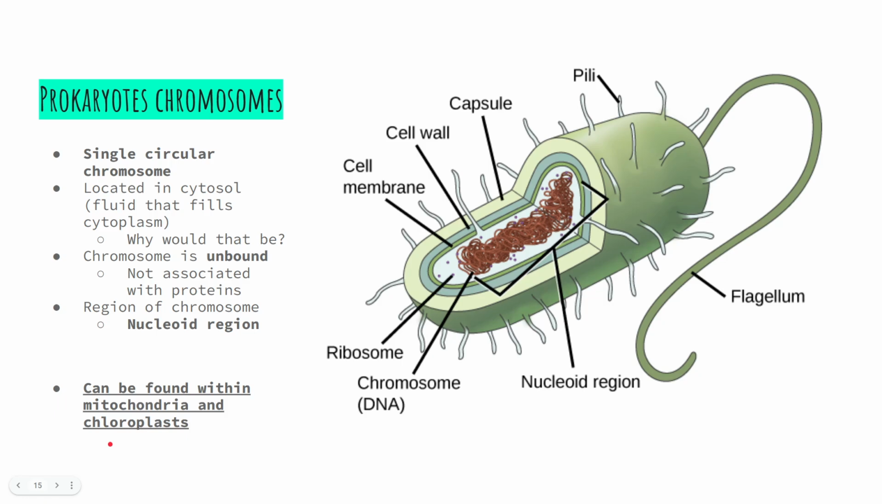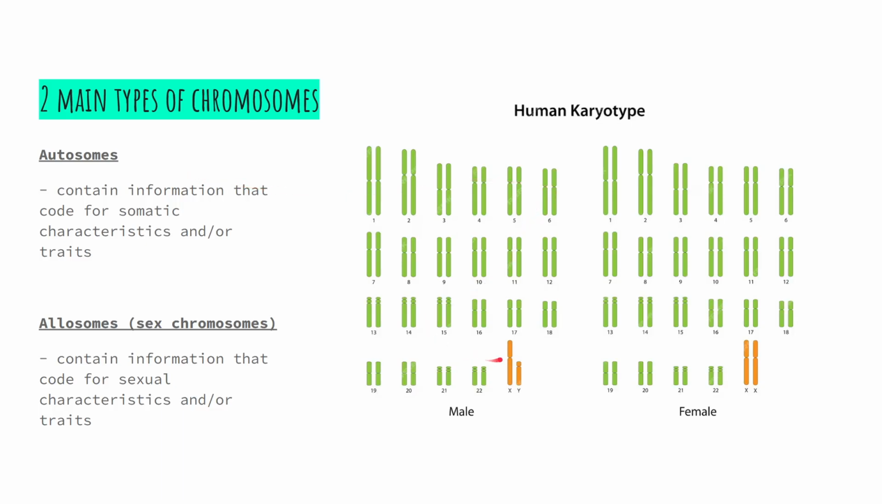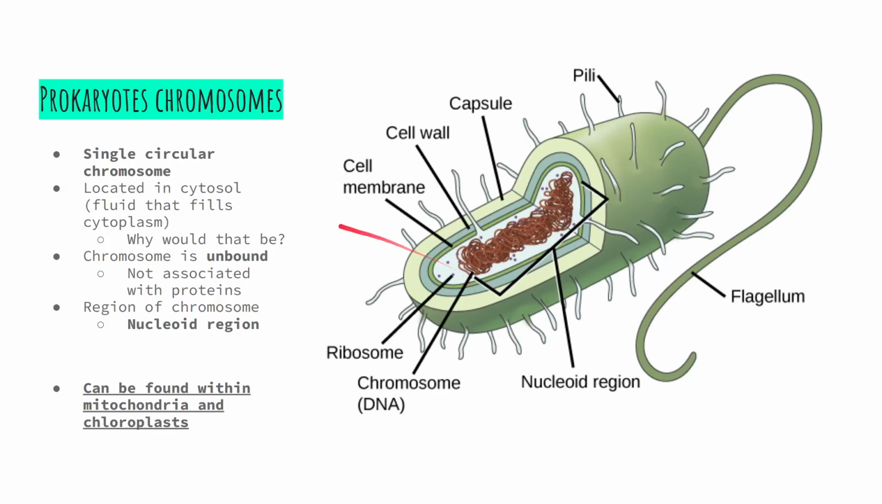Moving on to our prokaryotes, we're almost done. So it's important to note that for a prokaryote, they have a single circular chromosome. Whereas humans, we had all these pairs of chromosomes that were linear. Prokaryotes have a single circular chromosome, and I'll show you a picture of what that can look like soon.